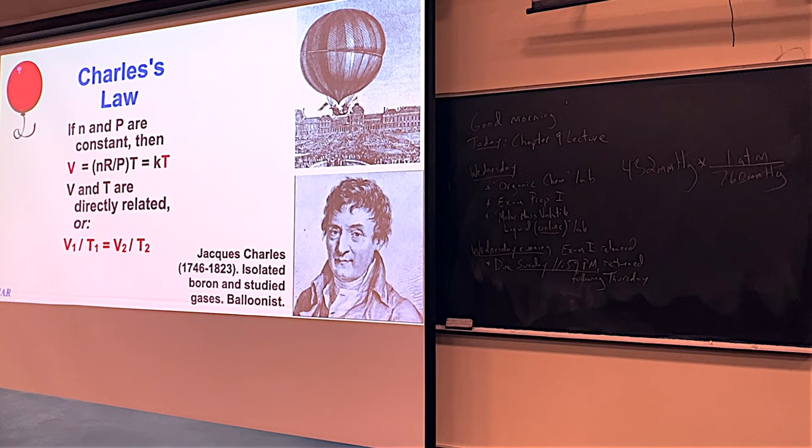But likewise, you can rewrite this with two sets of conditions. If you divide both sides here by T, you get V over T equals K. So one set of conditions will equal the other set of conditions, or V1 over T1 equals V2 over T2. This is the math way to talk about Charles' law and how volume and temperature works out. Any questions?